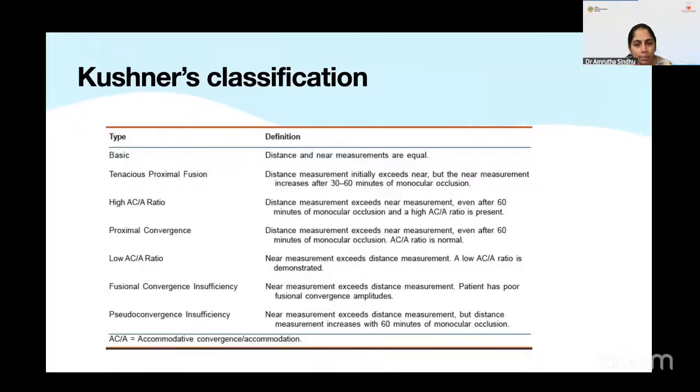So this is a little bit more complicated classification, but it helps us decide on the type of surgery to be done. When you're planning to operate and get more correction for distance, you have to do more surgery on the lateral rectus. Whereas when you find a convergence insufficiency type, we have to operate more on the medial rectus. So Kushner's classification basically helps us decide on the surgery type.